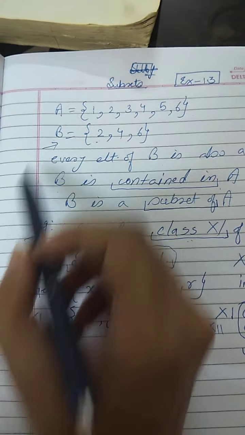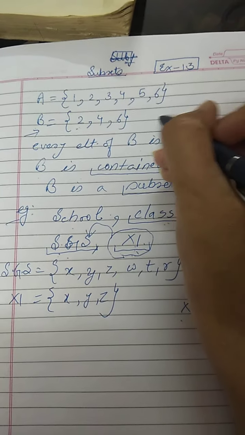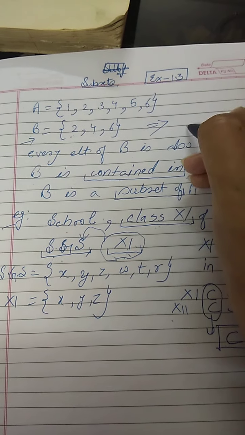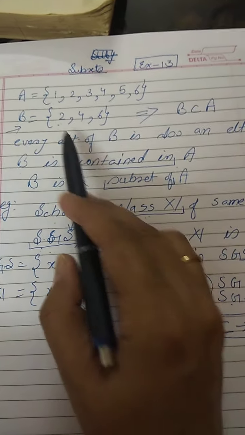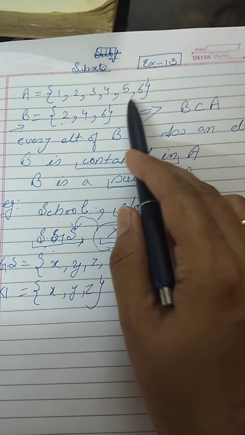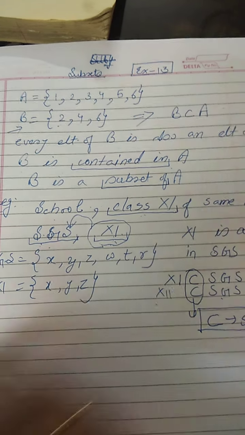And here, if I have to write down the relationship between A and B, then how will we write it down? We will say here that B is a subset of A, because every element of B is also an element of A. Then B will be the subset of A.